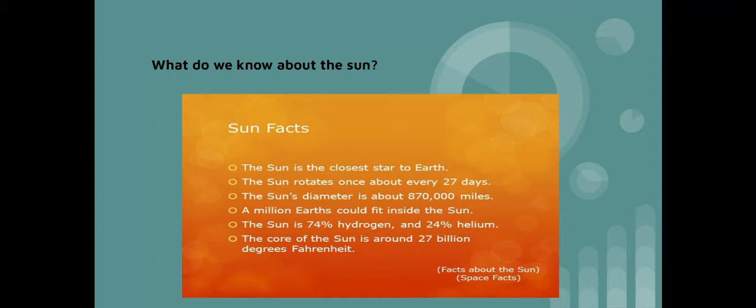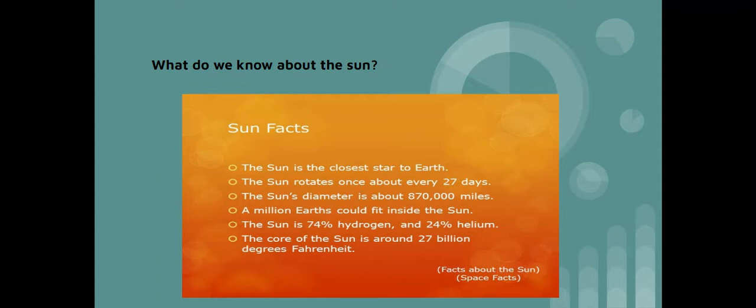When we look up into the sky and we see stars, those are other suns out there with different solar systems in outer space. The sun rotates once about every 27 days. The sun's diameter is about 87,000 miles. A million Earths could fit inside the sun.